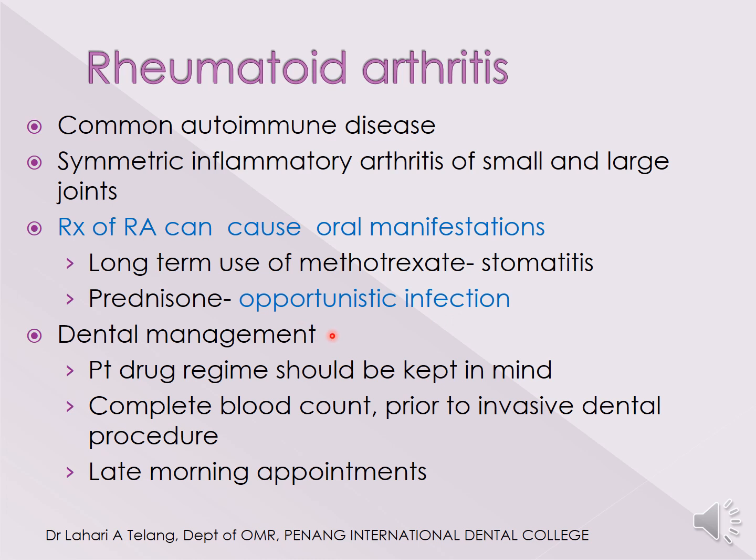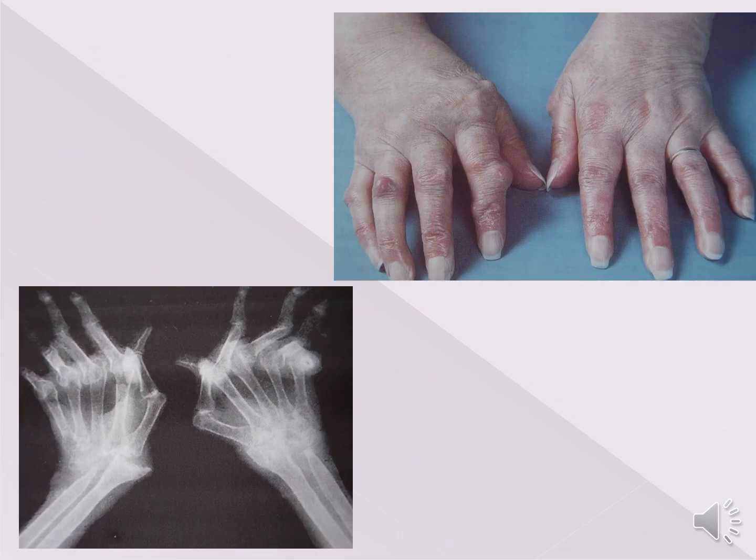Dental management of patients with rheumatoid arthritis, what you need to keep in mind is their drug regimen, what the patient is following, and hence modify the treatment based on the drug interactions as well as adverse reactions that could happen. Complete blood counts need to be monitored prior to any invasive dental procedure, and also generally late morning appointments are better because patients tend to have stiffer joints on awakening in the mornings. As an example of someone with rheumatoid arthritis, you will see a lot of nodes here on the arms, on fingers, and this is visible even in the radiograph.